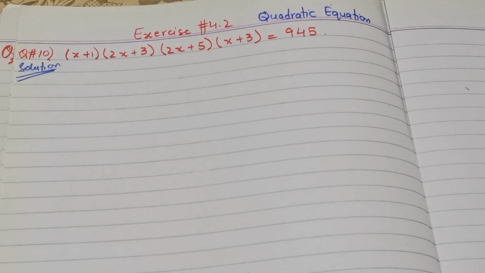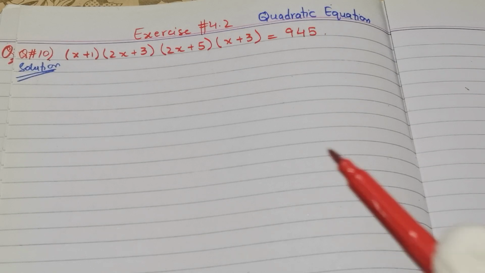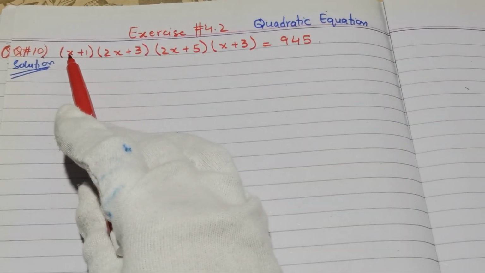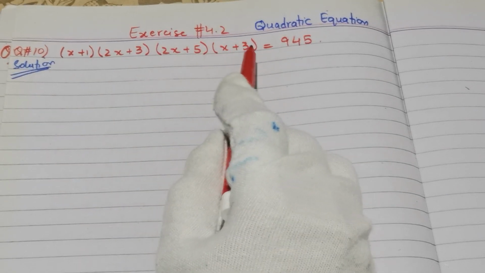Question number 10, exercise 4.2. Solve this equation. And how to solve this equation? By making pairs. First of all, we make a pair of x plus 1 and x plus 3.